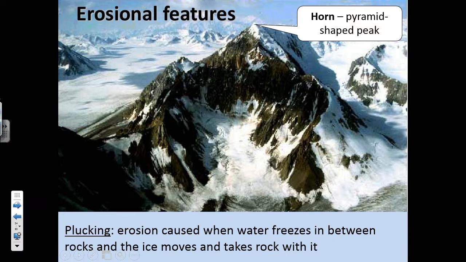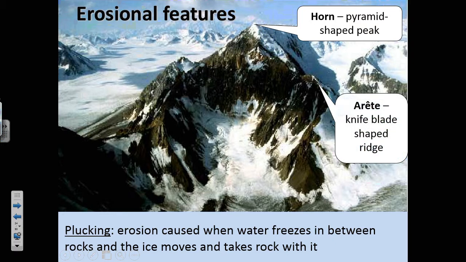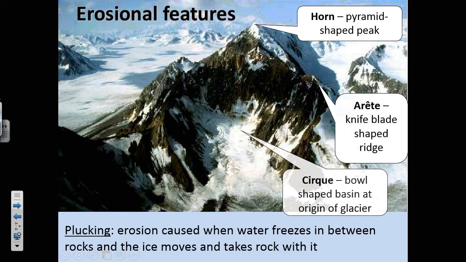The next feature is an arete and a cirque. An arete right here is a knife-shaped ridge where we have a glacier eroding on two sides, creating that ridge. The cirque is an area here formed where a glacier first starts moving, and as it moves, it plucks all this material and creates this bowl-shaped basin.